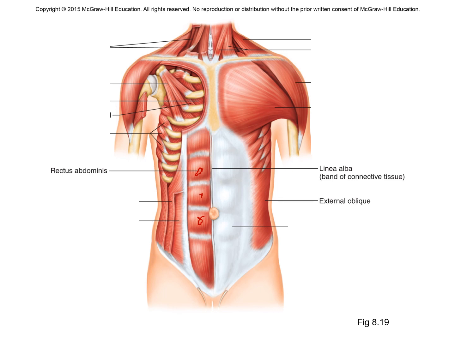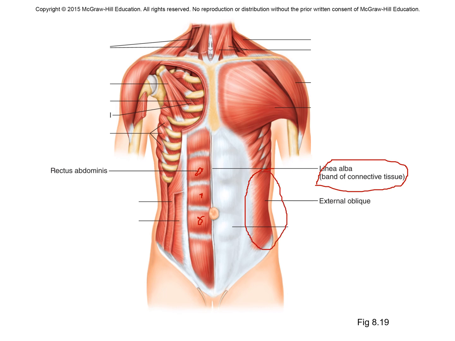Notice that it's in the middle area. It's deep to the external and internal oblique muscles. But it's important because it's located right next to that linea alba, right? And the linea alba, as I stated before, is simply a band of connective tissue, and the rectus abdominis is associated with it.